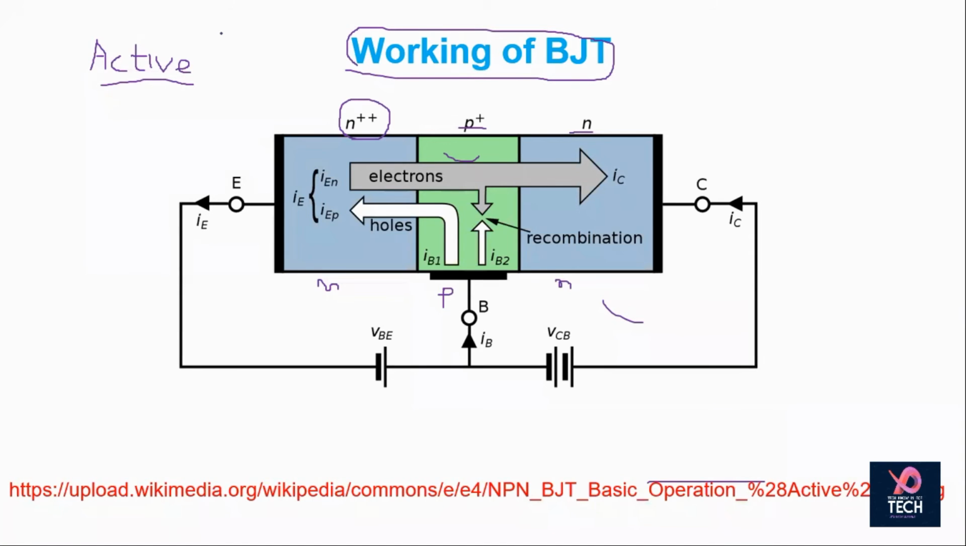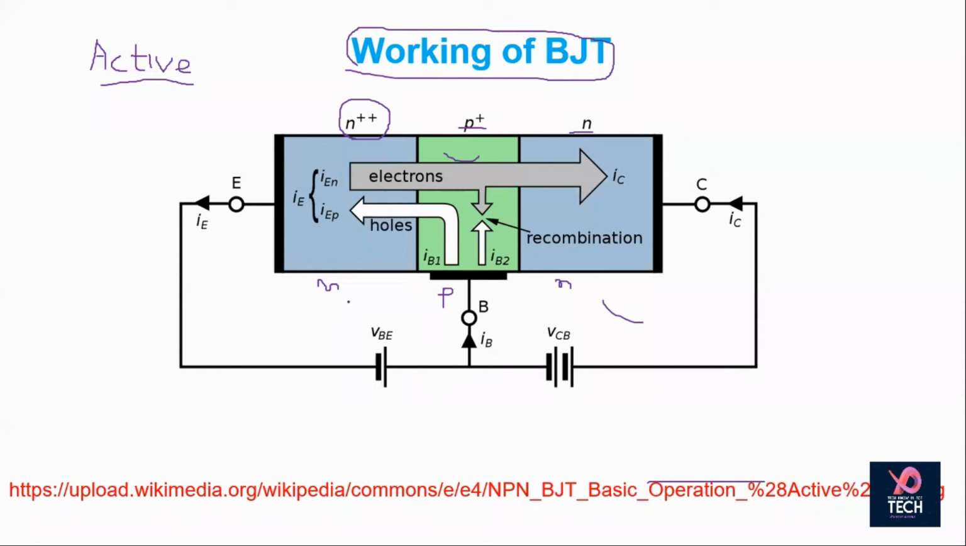So active mode is about forward biasing the emitter base junction and reverse biasing the collector base junction. Here you can see that we are operating this particular NPN transistor in active mode. Now I'm coming to the actual working of the BJT, how it operates.